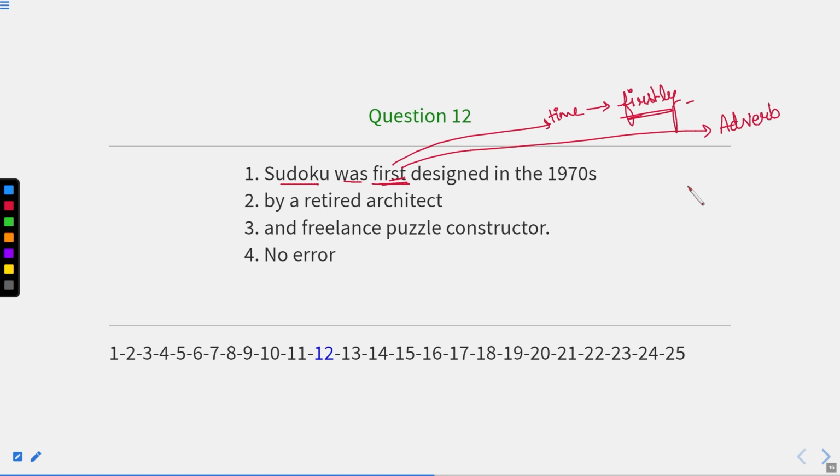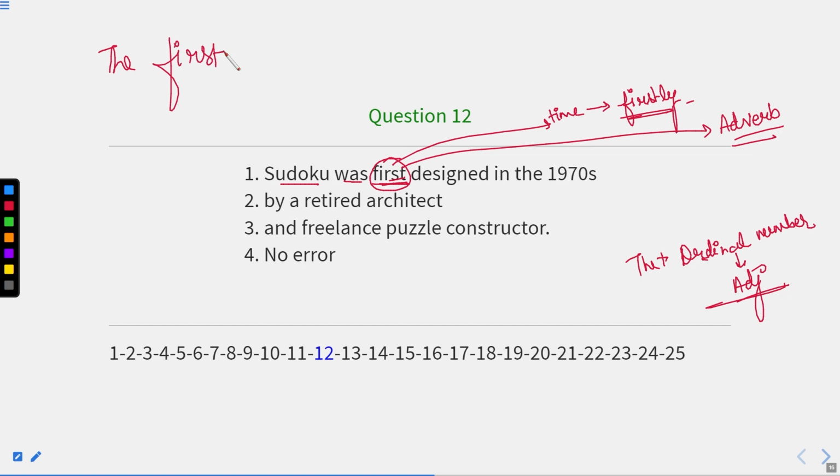Now whenever we use first as an ordinal number, before the ordinal number we need to use the, but that ordinal number should be an adjective. But here this first is actually an adverb. It means it is showing us the time, that firstly it was designed. But if I say the first chapter, now here you can see in this phrase that chapter is a noun. And to qualify a noun, we need an adjective, that is first. So this is an ordinal number, or you can say an adjective.